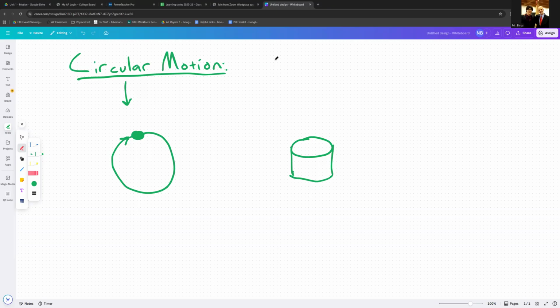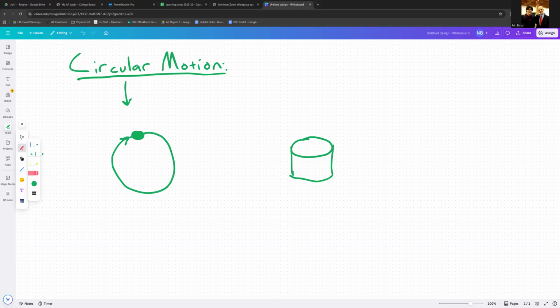Now, it could be tied to a string, where the string is here in the middle and it's being swung around. It could be maybe a planet or moon in a circular orbit. There's a few different types of scenarios where we encounter circular motion. So we'll be exploring some of those as we continue through the video and then through some problems.